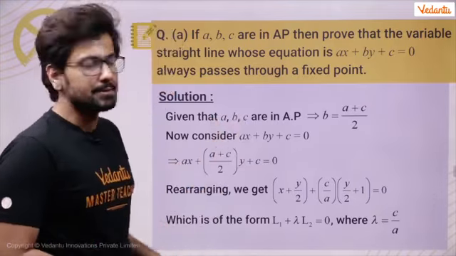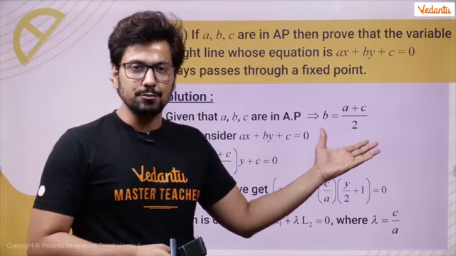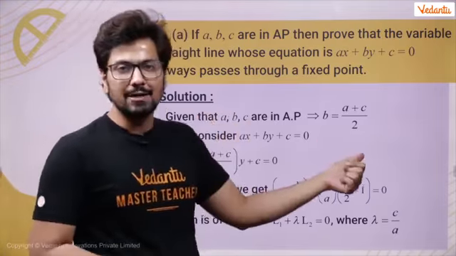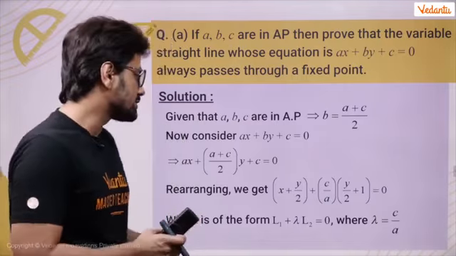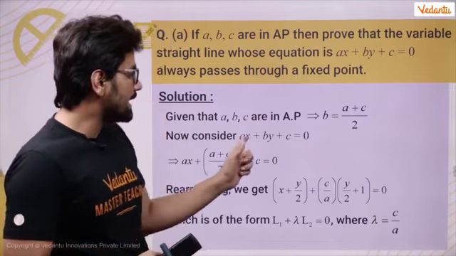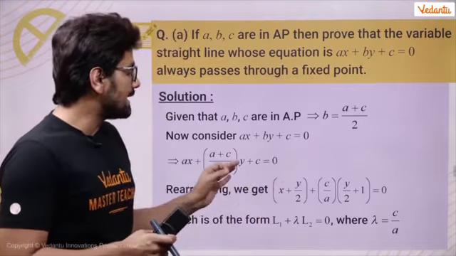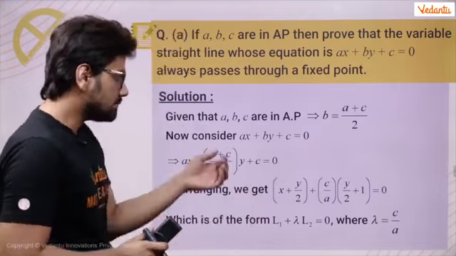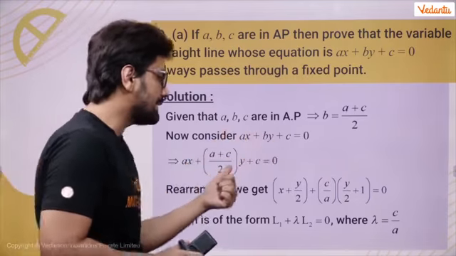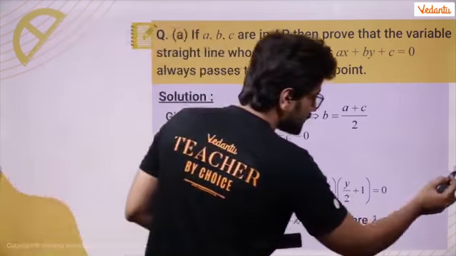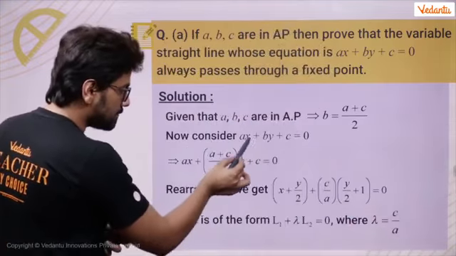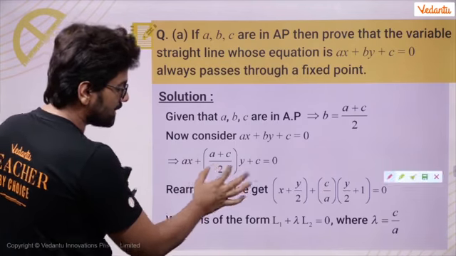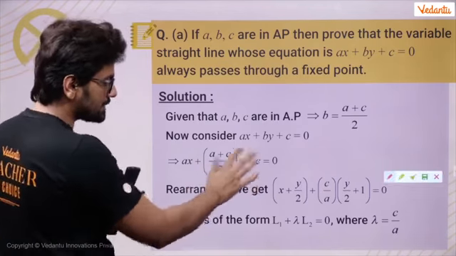Given that A, B, C are in AP, definitely B is equal to A plus C by 2, right? The middle term is equal to the sum of the first and third terms divided by 2 when A, B, C are in arithmetic progression. For the equation of the line ax plus by plus c equal to 0, we need to prove that it passes through a fixed point, and also find that point. We can replace the value of B, which is A plus C by 2. So now the equation is ax plus A plus C by 2 into y plus c equal to 0.